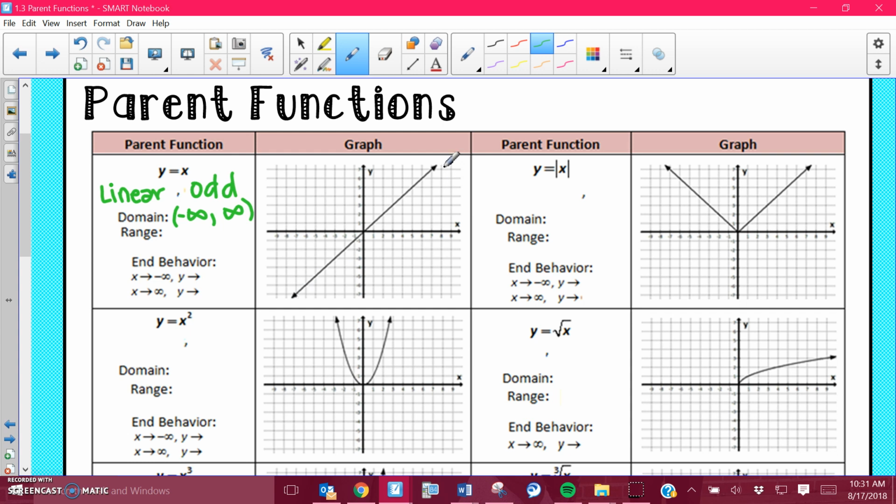So from this bottom point up to this top point, again, there's 2 arrows. So they're going to be going on forever. Now, some notation that you may not have seen: when we talk about end behavior, we're talking about what is going on at the very, very end of the graph.